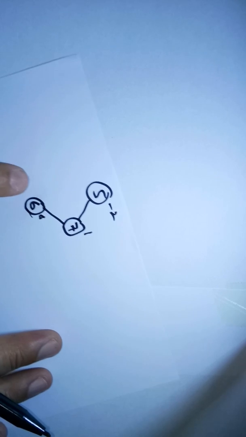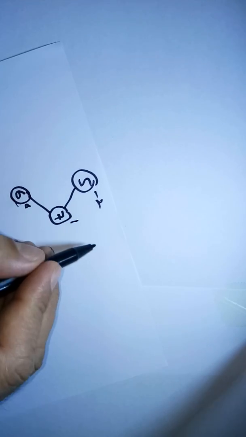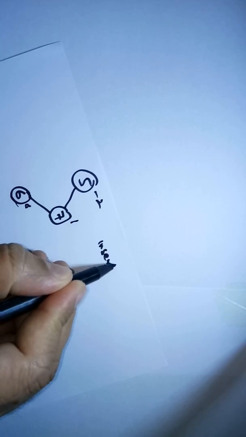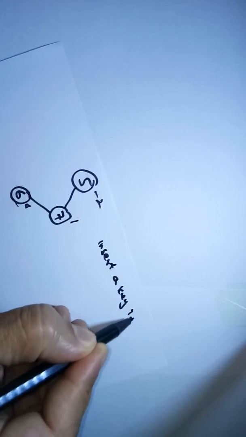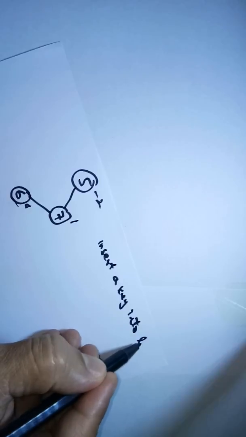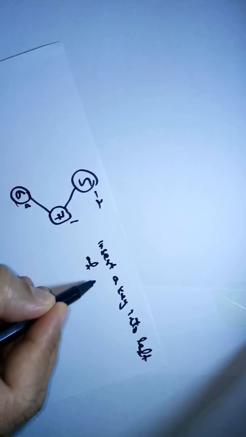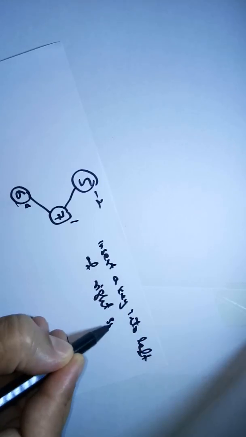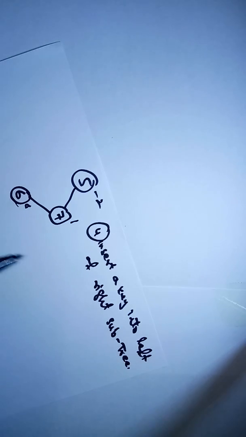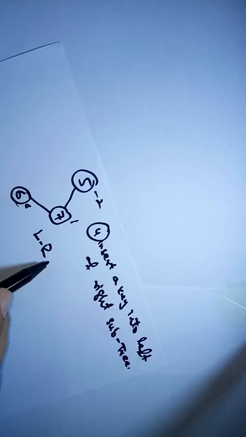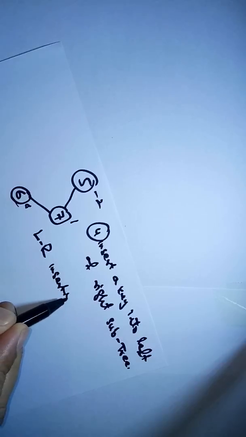Obviously, first of all, why does this problem arise? This problem arises because we insert a key into the left of the right subtree. That is case number 4. So the problem is because we inserted into the left of the right subtree, right? LR insertion. Clear? So how can we fix it?